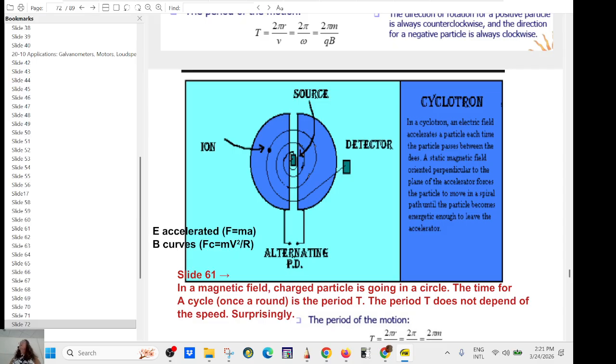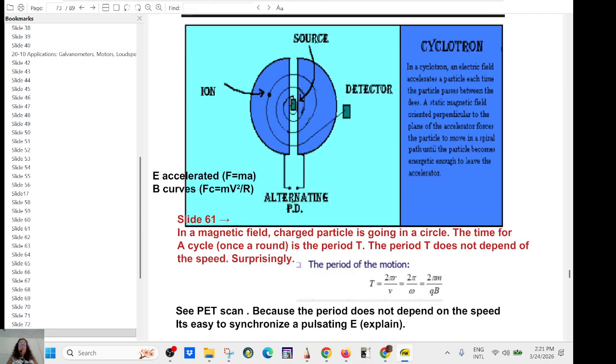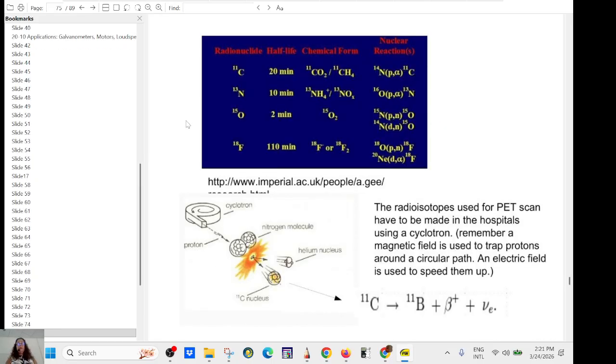And how do they make those radioisotopes? They have to make them in the hospital, right? So they need something to shoot. Think of it like a gun that's going to send a projectile, which is a proton in that case, at a very high speed, so very high energy. You send it to hit, for example, a nitrogen nucleus which is not radioactive. So it's a nuclear reaction. Out of that reaction, you're going to have carbon-11, which is radioactive, but has a very short life.